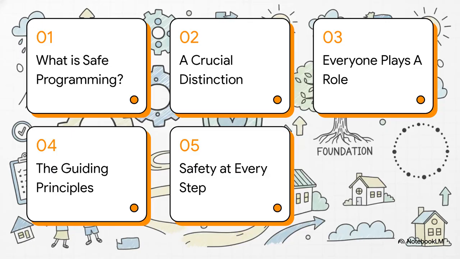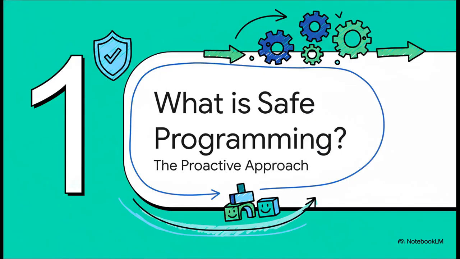So, here's the game plan. First up, we'll get a clear definition of what safe programming actually is. Then, we'll tackle a really crucial distinction that trips a lot of people up. We'll figure out whose job this all is, look at the core principles that guide the work, and finally, see how safety gets built into every single step of a project. All right, let's start with the big one. What exactly is safe programming?